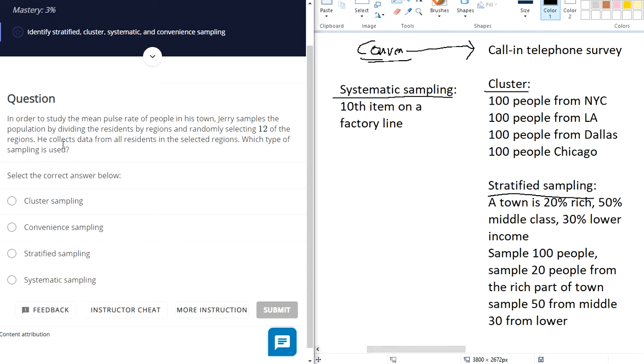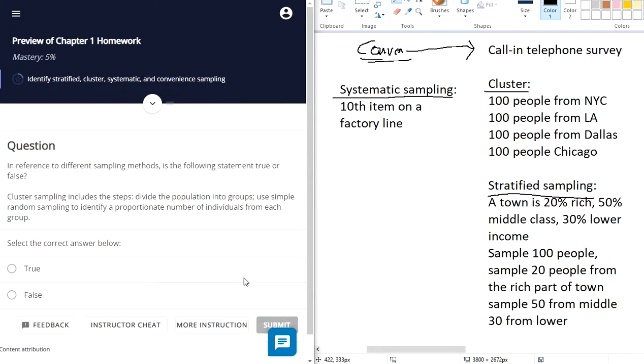Okay, so Jerry samples the population by dividing the residents by regions, randomly selects 12 of the regions. He collects data from all residents in the selected regions. Which type of sampling is used? So Jerry randomly selects the regions and then samples within those groups. Notice that Jerry isn't sampling proportionally, right? Jerry's not sampling based on a percentage. Jerry's breaking them down into separate groups, but doesn't sample proportionally. So that means it's not stratified sampling. This is cluster sampling. They used a geographic location to sample within some groups.